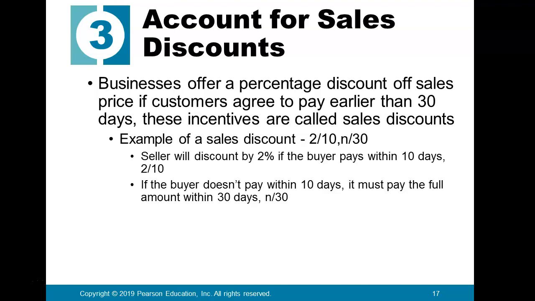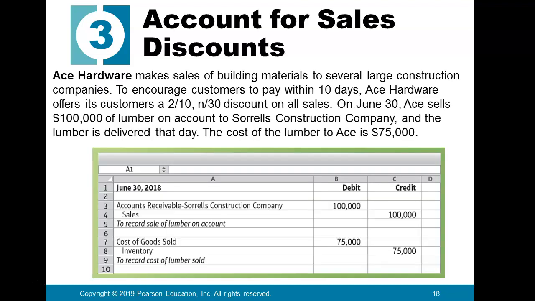And a 2% discount is most certainly a great incentive, particularly if it gives you 10 days to make that decision. How do we record it, by the way? Well, I'm going to use an example, and we're going to talk about Ace Hardware, and everybody has heard of Ace Hardware. They make sales of building materials to large construction companies. They encourage their customers to pay within 10 days, which is a very quick turnaround, and it's great for Ace's cash flow. So they offer their customers 2/10, net 30: 2% if paid in 10 days, net if paid in 30 days.